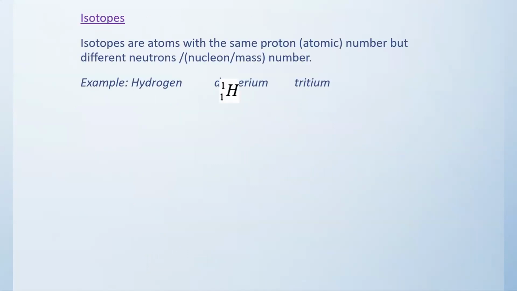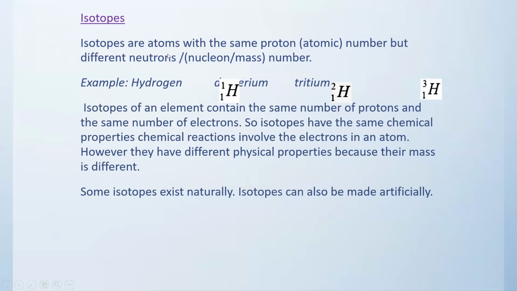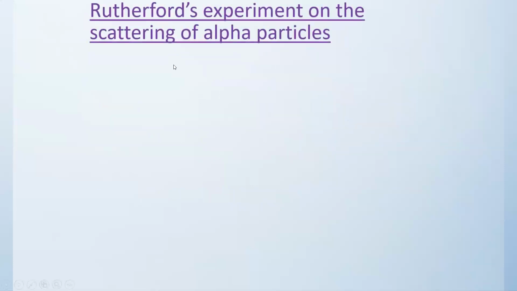Then isotopes: atoms having the same number of protons but a different number of neutrons, or the same atomic number but different atomic mass, we call them isotopes. Like here, it contains 1 proton and 0 neutrons. This one has 1 proton and 1 neutron. How to get the neutron number is by subtracting. And this also contains 1 proton and 3 minus 1, that is 2 neutrons. So they have the same number of protons but different numbers of neutrons, which we call isotopes. And isotopes have the same chemical properties because they have the same number of electrons.